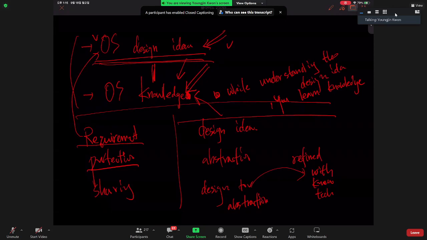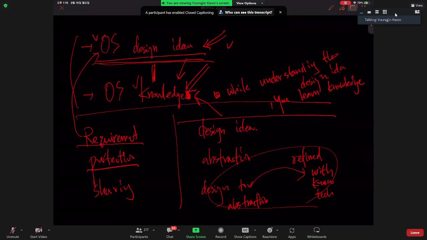Summarize operating system. You first talk about some design ideas underneath the operating system, and then you should start talking about some design ideas and refinement technologies with your operating system. That, in my point of view, is the correct way to understand operating system. So why do I emphasize this one? Let me give you an example.